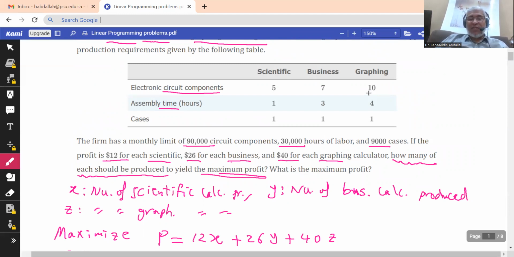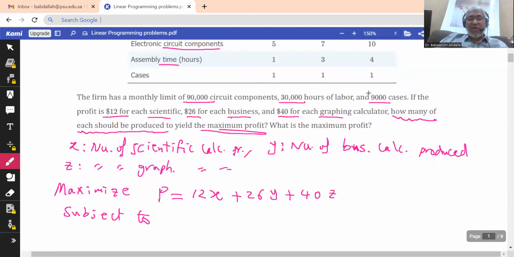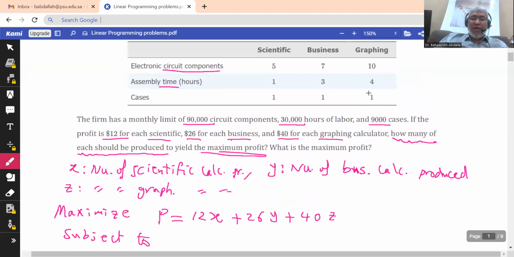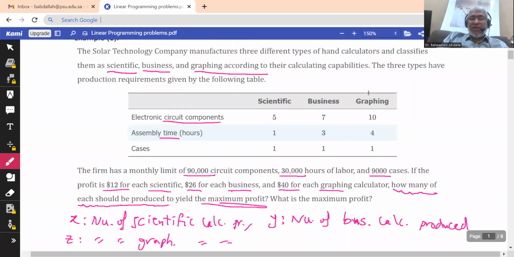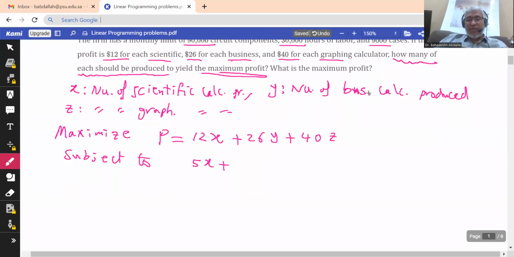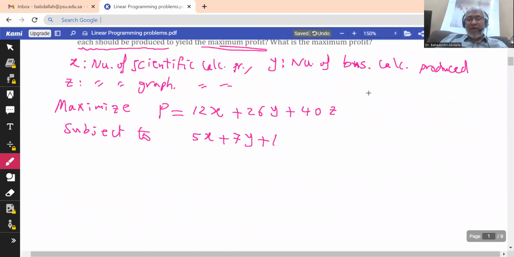And each scientific needs 5, each business needs 7, each graphing needs 10. So the number of circuit components would be 5 for each scientific times the number of scientific calculators, plus 7 for each business calculator times the number of business calculators, plus 10 for each graphing times Z, the number of graphing calculators.